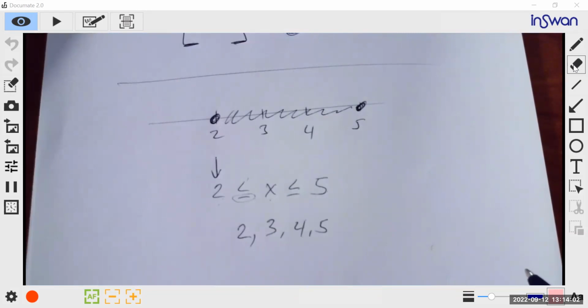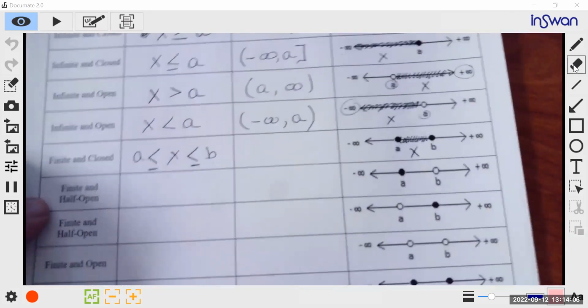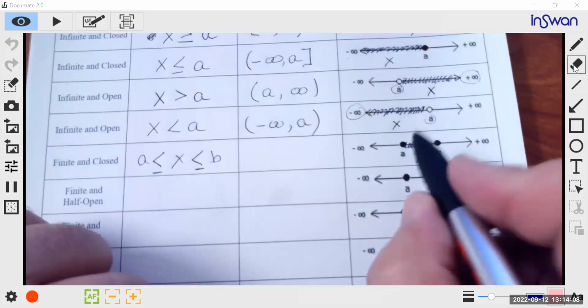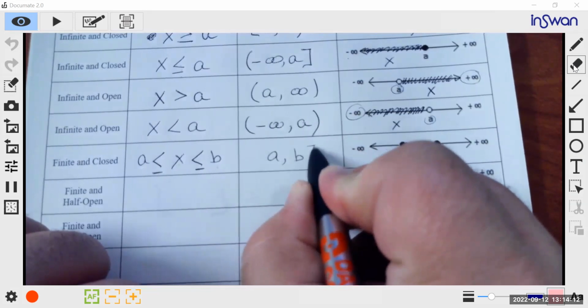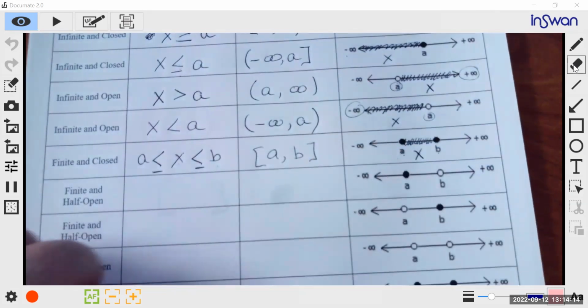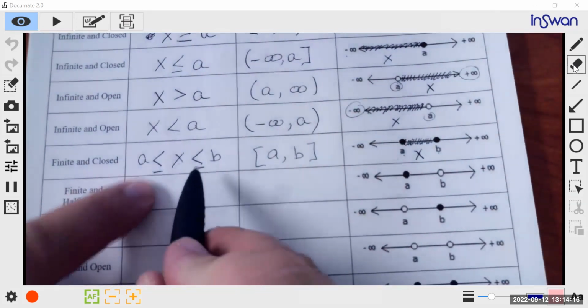Are they going to be brackets or parentheses? Yeah, so the interval notation always has a beginning and an end, A to B, and they're both included, they're brackets, because there's lines underneath both of them.